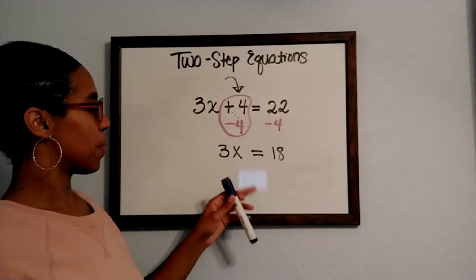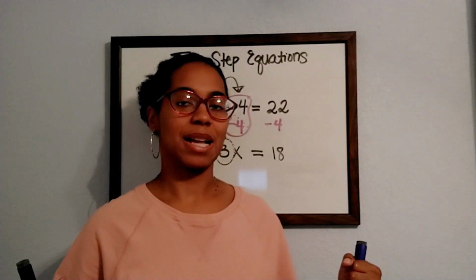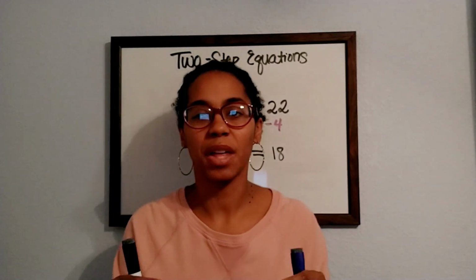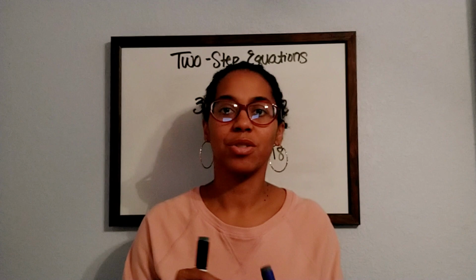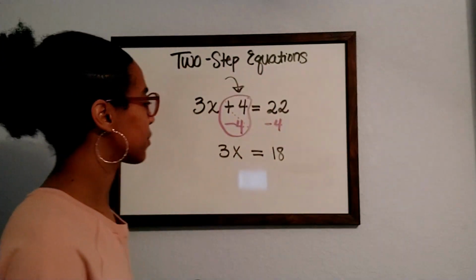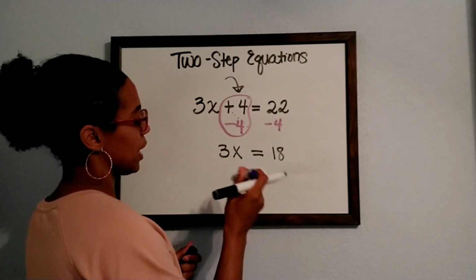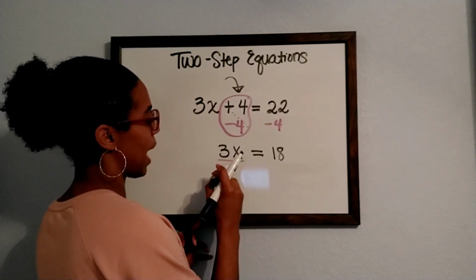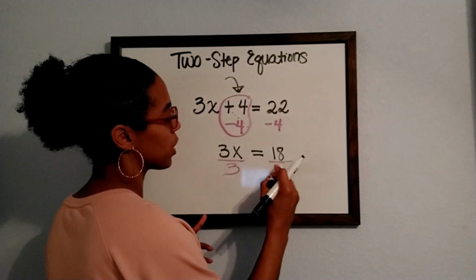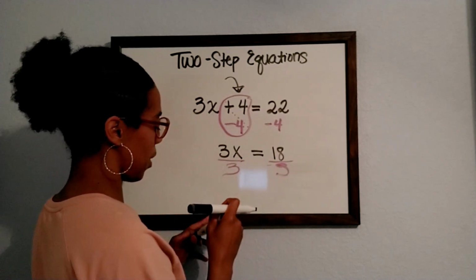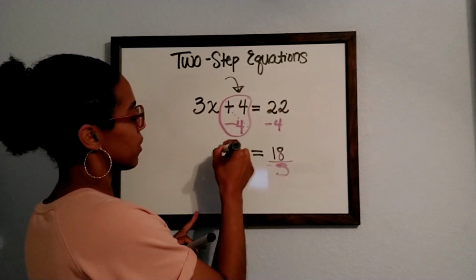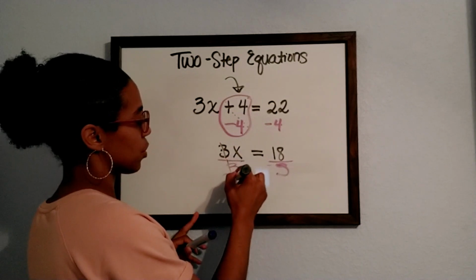Now, my last step is to separate that 3 multiplied times that x. How do we do that? By division. We always use the inverse operations, right? Since 3 is being multiplied times x, I'm going to take that 3 and I'm going to divide it by 3 on both sides, okay? 3 divided by 3 simplifies down to 1.